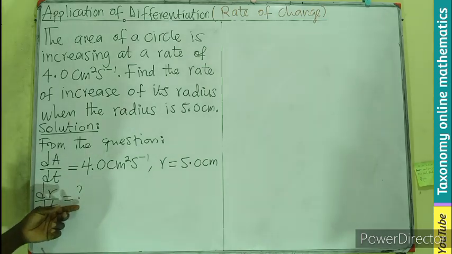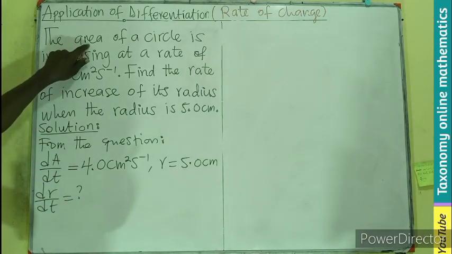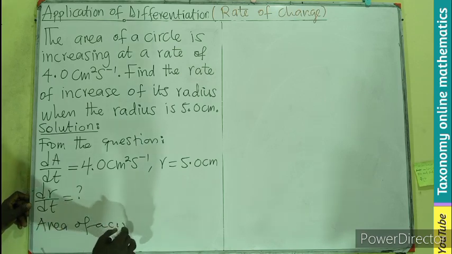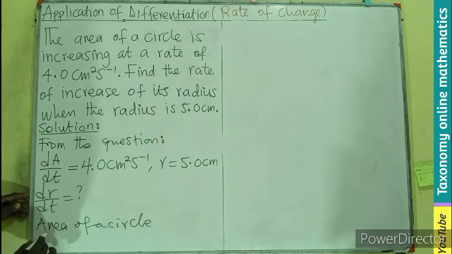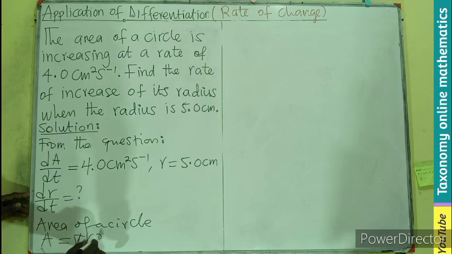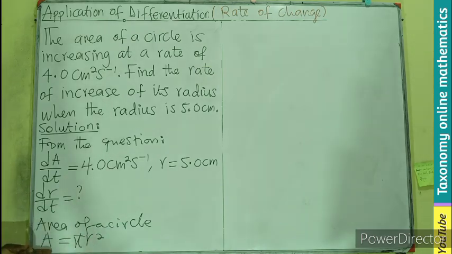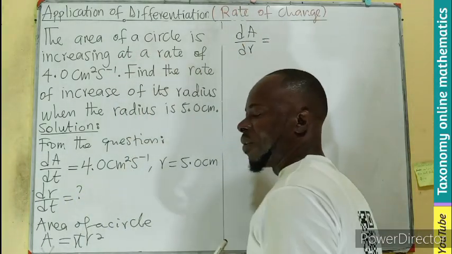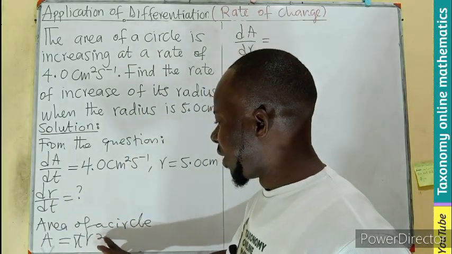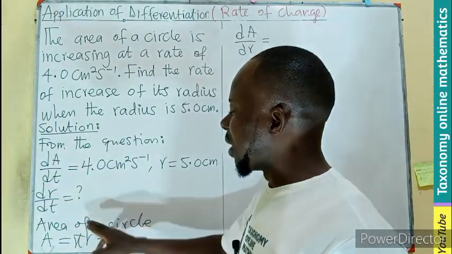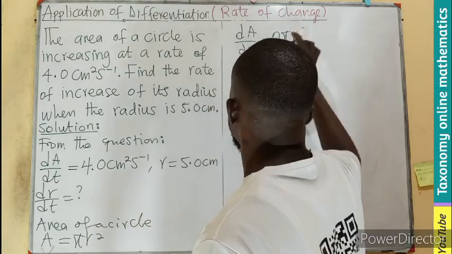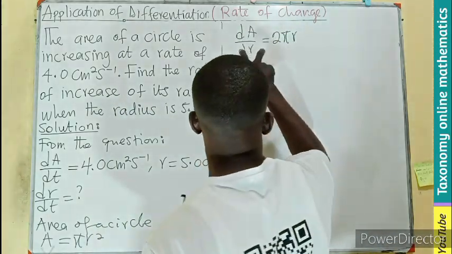We need this. But the area we have here is the area of a circle. So what is the area of a circle? The area of a circle is given by A equals pi r square. So we need to find the rate at which the area is changing with respect to r, meaning dA dr, differentiation of A with respect to r. Pi is a constant, so it comes forward. The 2 goes there and multiplies it. So 2 pi r to the power 2 minus 1 gives you r. So that's it. We have done the dA dr.